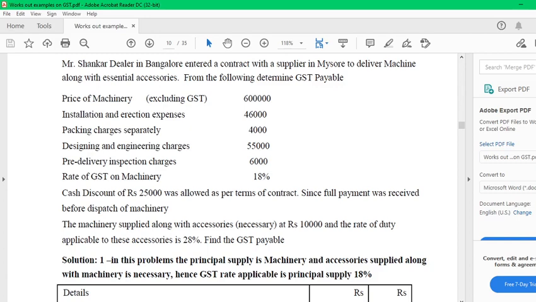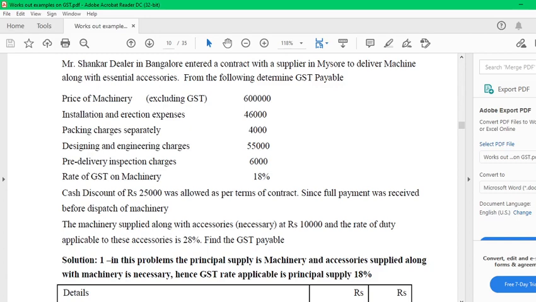Under these cases, now which tax rate should be taken into account for calculating GST? Under principal supply, if it is found necessary, a blended relation, the main product's rate of tax will be applicable. The main product is the machinery. The machinery rate is 18%. 18% GST will be applicable.